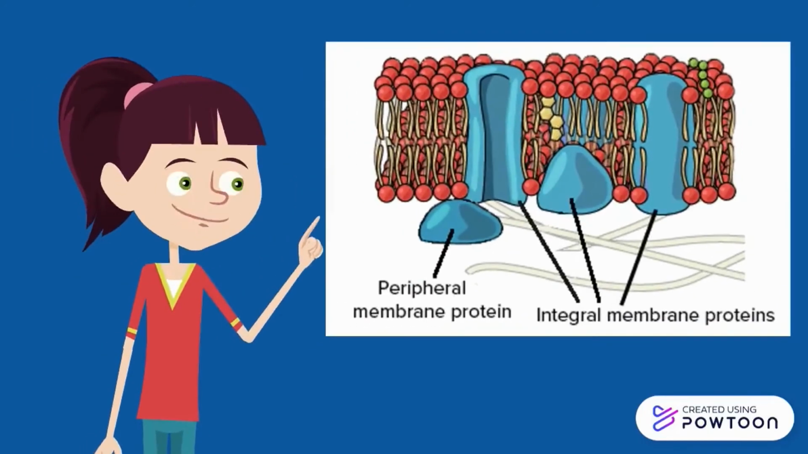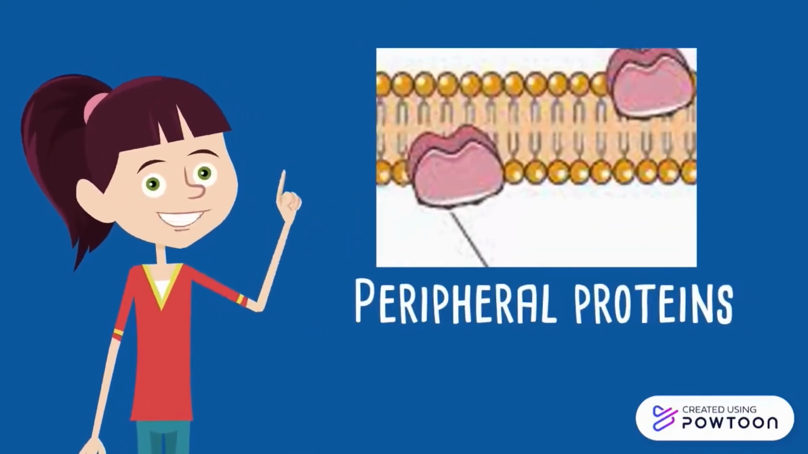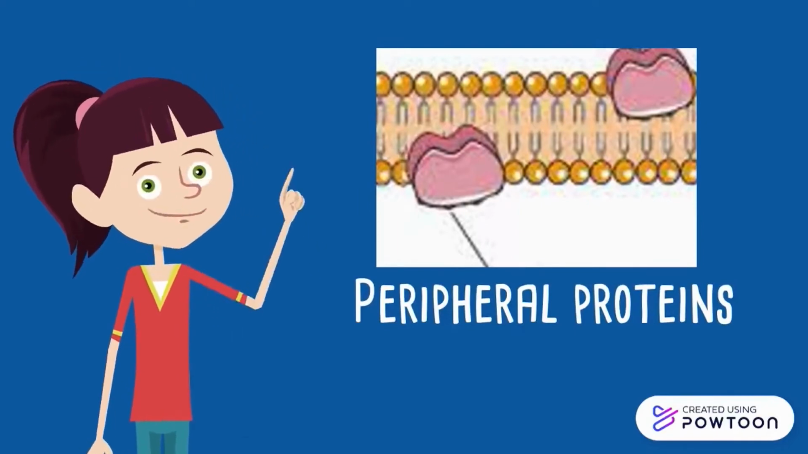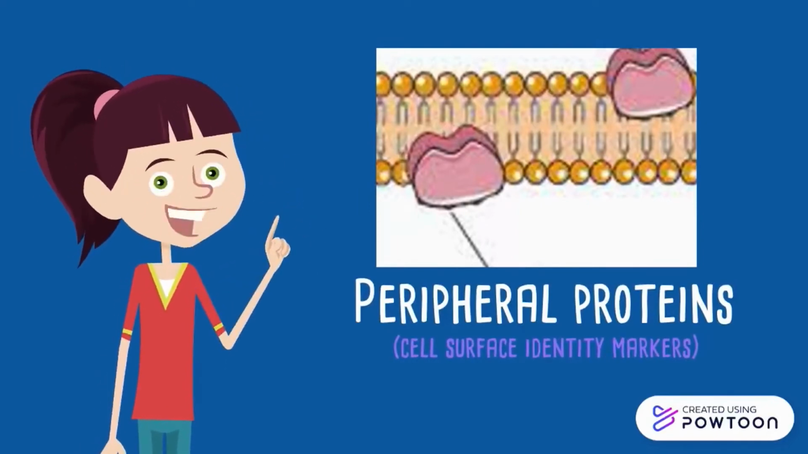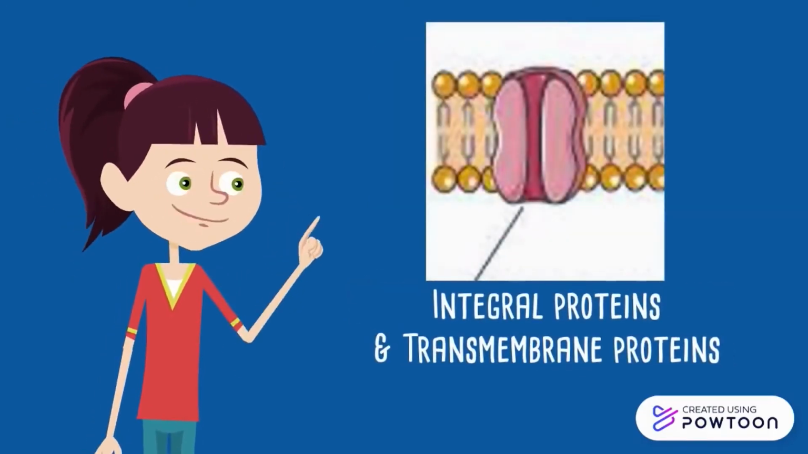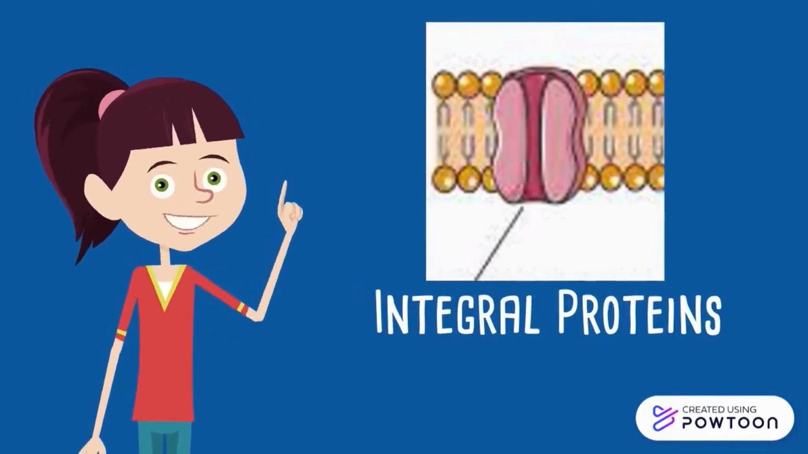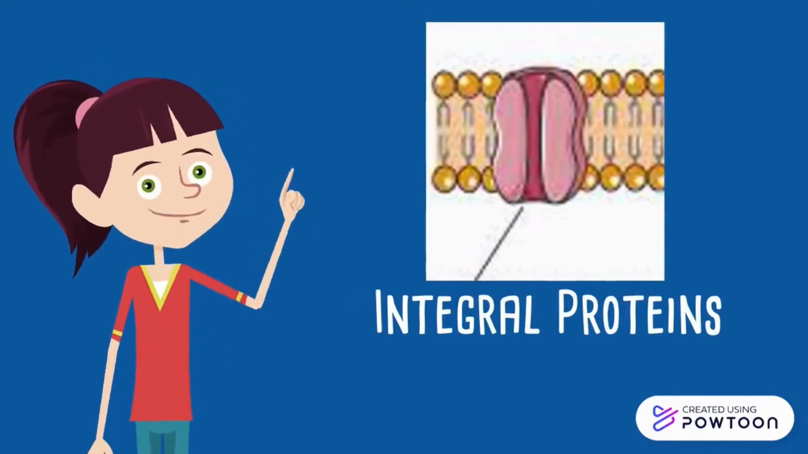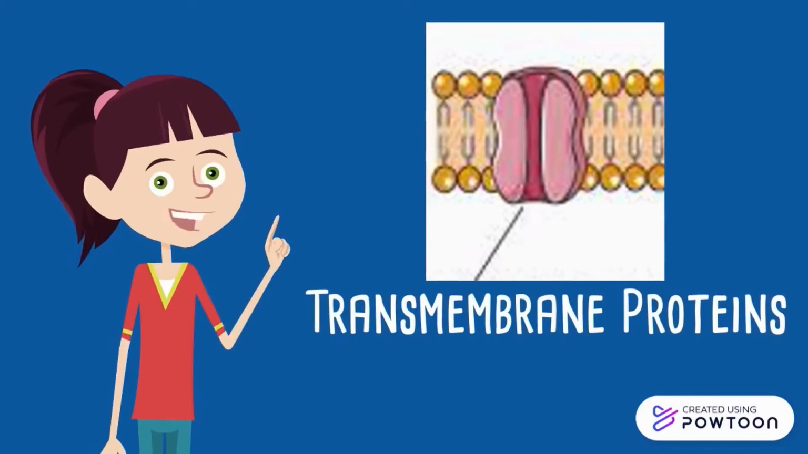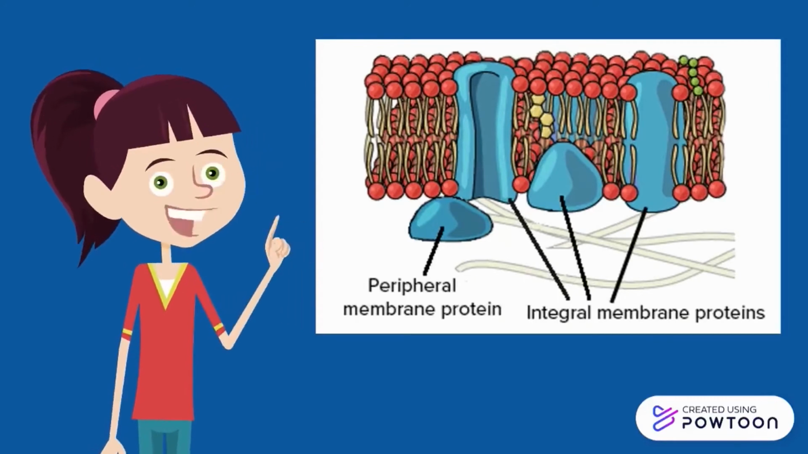There are a few different types of membrane proteins. First, we have peripheral proteins, which are loosely bound to the surface of the membrane and act as cell surface identity markers. The two other types of proteins we'll be looking at are integral proteins and transmembrane proteins. Integral proteins penetrate the lipid bilayer, usually across the whole membrane, and transmembrane proteins are transport proteins, which act as channels or pumps.